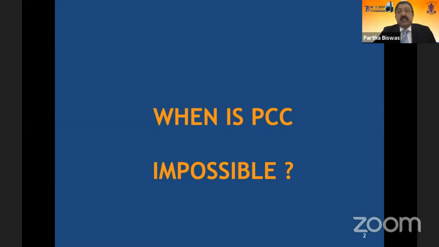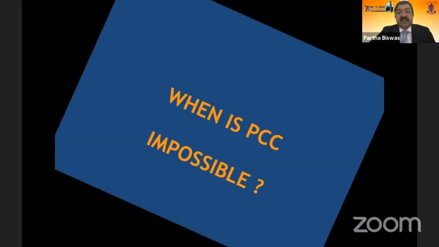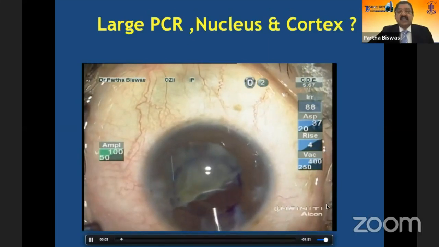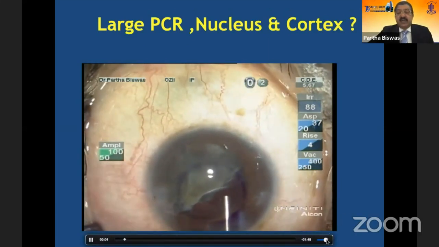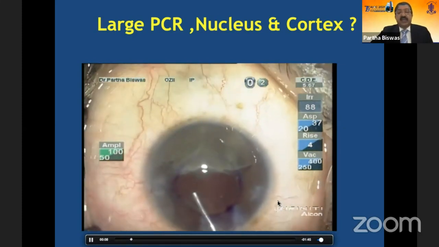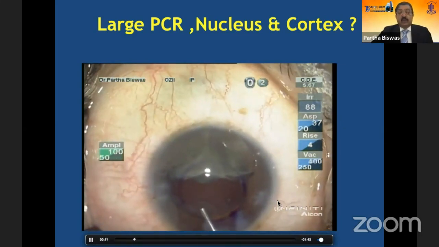The first dictum is, if there is a PCR, can you do a PCC, a posterior capsular rhexis? And if it can be done, that would be the best thing. But in this case, there's a large PCR and the cortex and the nucleus are all there. So a PCC is definitely not possible.